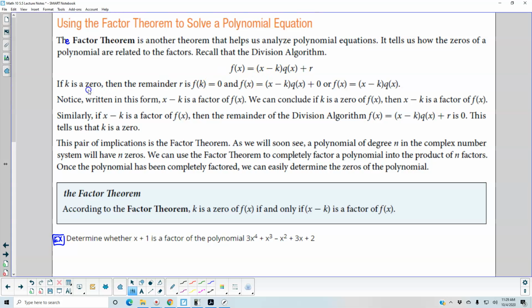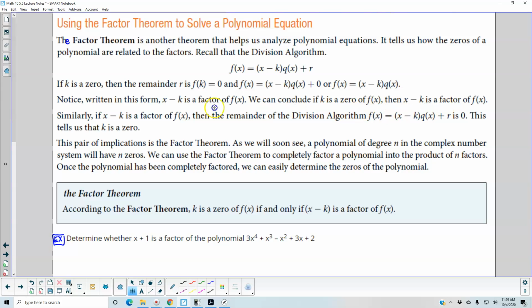Now, if k is a 0, then the remainder r is f of k equals 0, and f of x is equal to x minus k times q of x plus 0, or f of x is equal to the divisor times the quotient. Now notice, written in this form, x minus k is a factor of f of x. We can conclude if k is a 0 of f of x, then x minus k is a factor of f of x.